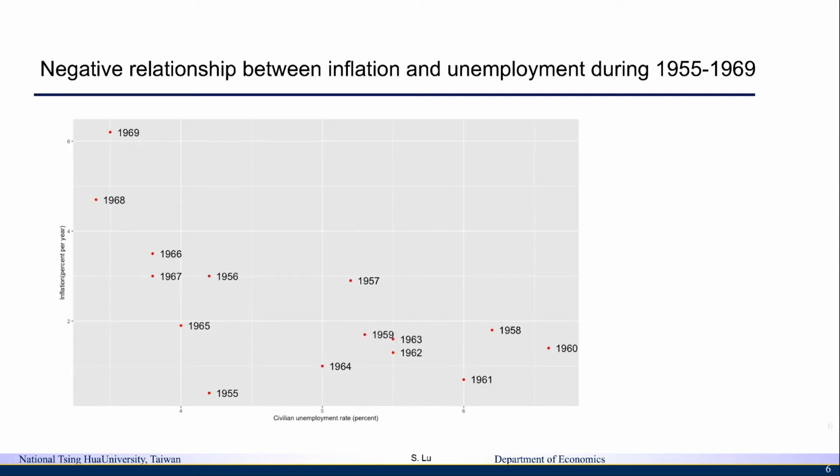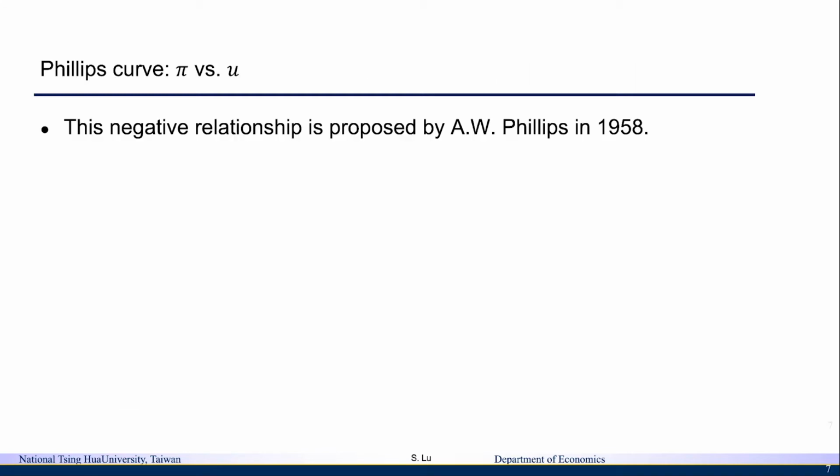So now let's explore what is the relationship between the unemployment rate and the inflation rate. As you can see from here, we show the data about the relationship between the unemployment rate and the inflation rate, and we will see that there exists a negative relationship between the two variables. In fact, this relationship was already proposed by Phillips in 1958.